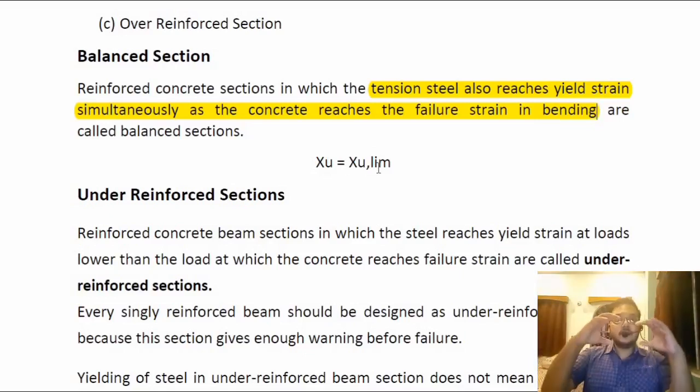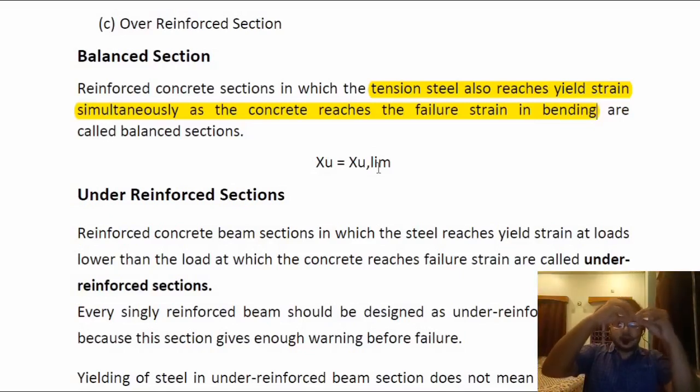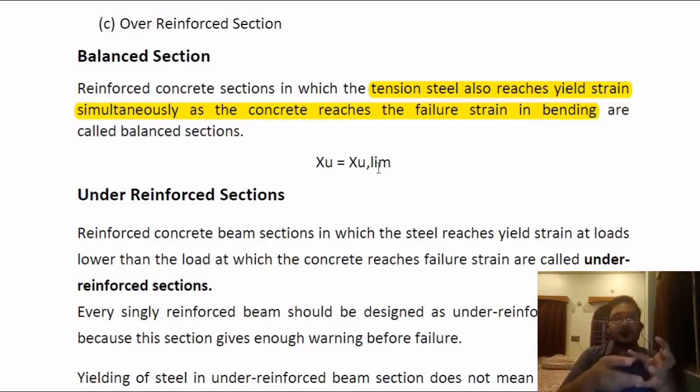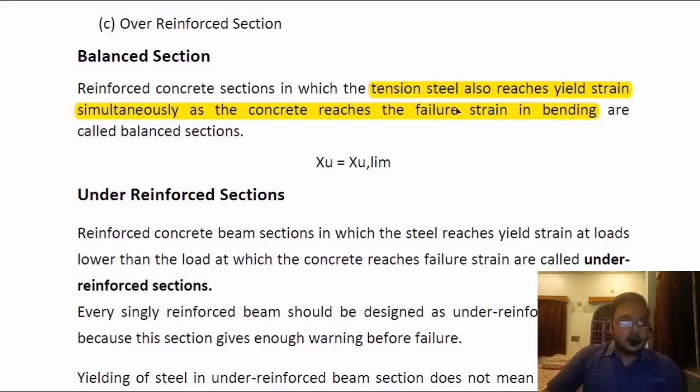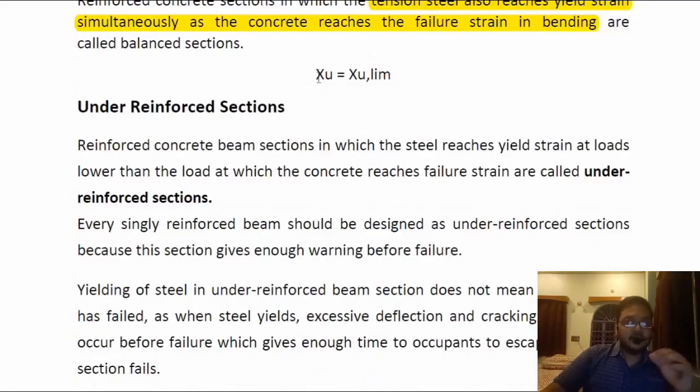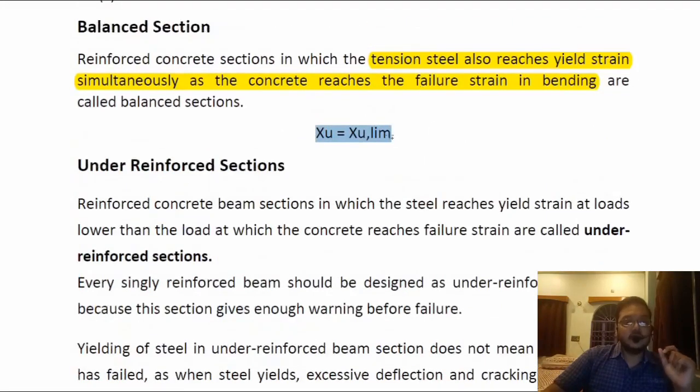At the same time, the concrete part at the top will start crushing, as you know, concrete fails by crushing. So concrete will start crushing, and the bottom steel part will also reach its yield point. The steel will get extended, a small throat-like structure will form, and the steel will be elongated, and that is the yield strain of that particular tension steel. That only occurs when xu is equal to xu limit.